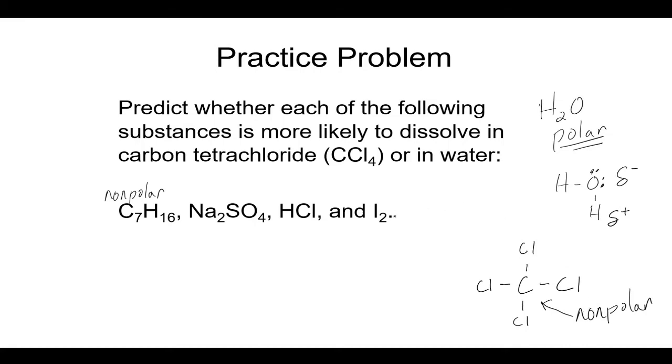Okay, I2, the iodine molecule. Well, this is just two iodines bonded to each other. Neither iodine wants the electrons more, so this is nonpolar overall, and that will also dissolve in carbon tet.